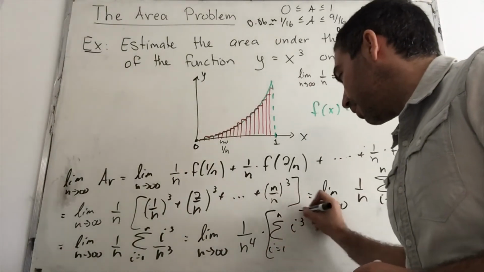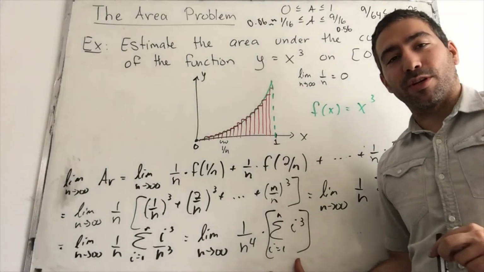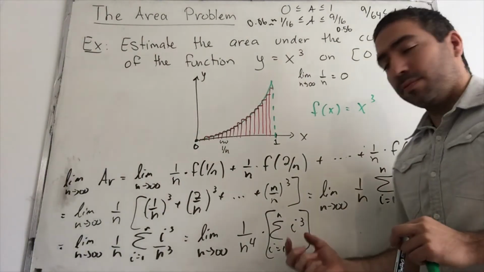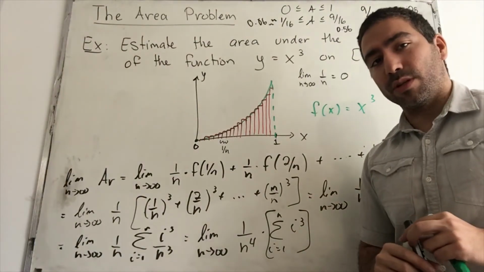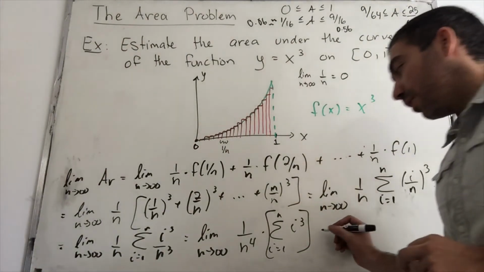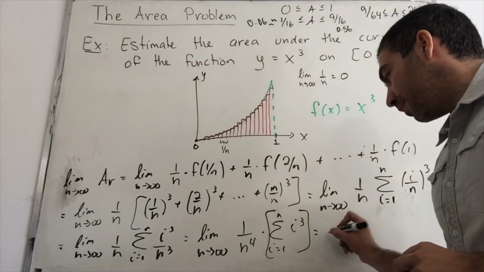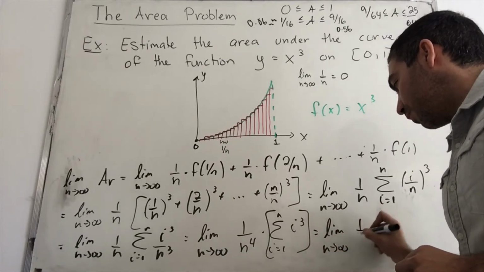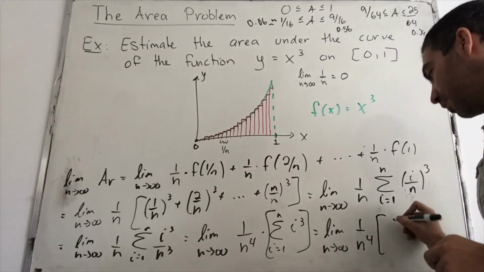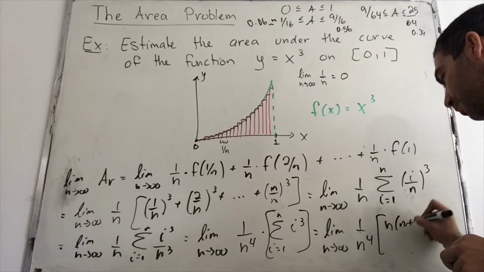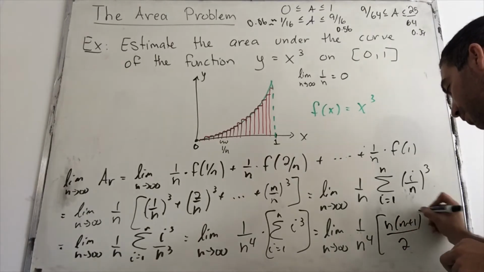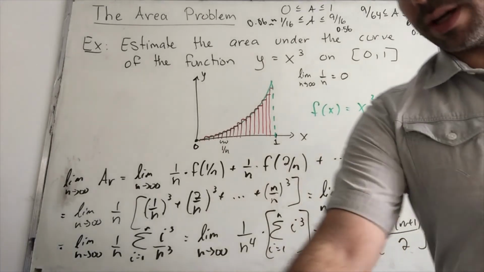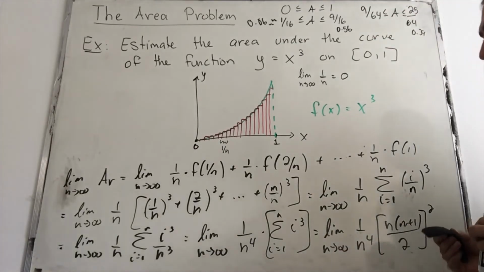And this, we have a formula for this that we saw in a previous video. The sum from 1 to n of i cubed is n times n plus 1 divided by 2, all that squared. So we get the limit as n goes to infinity of 1 over n to the 4 times n times n plus 1, all this divided by 2 squared. And now we could evaluate this limit. Let's go ahead and do that. Let me erase on top just to give myself some room.